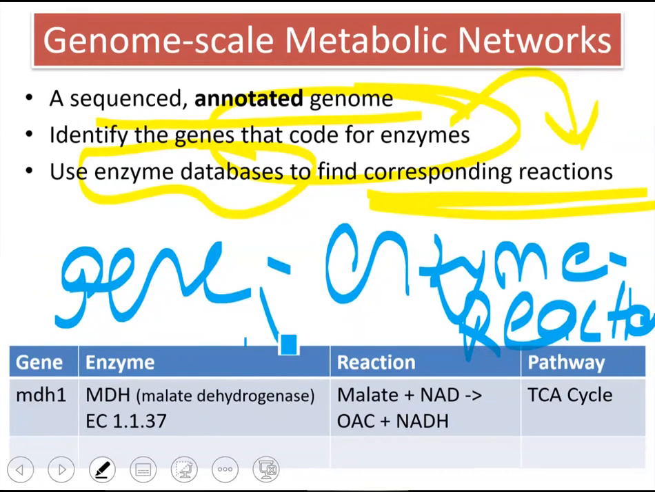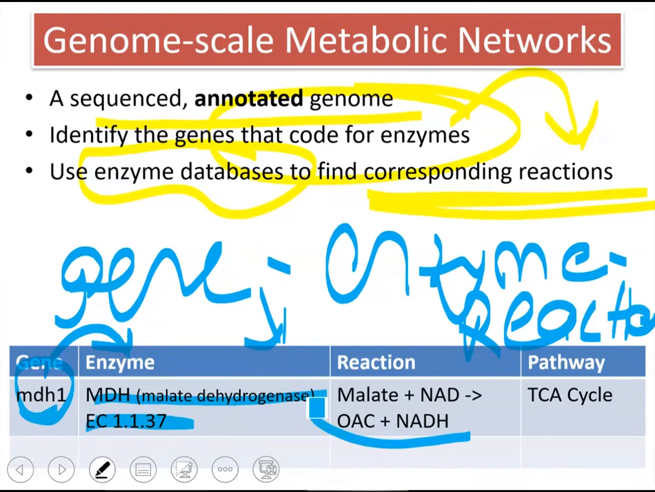As an example, in the human genome, there is the MDH1 gene, and this gene codes for the enzyme known as malate dehydrogenase. This is the EC number for the enzyme if you go to any enzyme database such as Expasy or BRENDA. The corresponding reaction catalyzed by this enzyme is the conversion of malate to oxaloacetate, a reaction in the TCA cycle. So for each reaction in a genome-scale metabolic network, you will see the gene, enzyme, reaction, and pathway information.